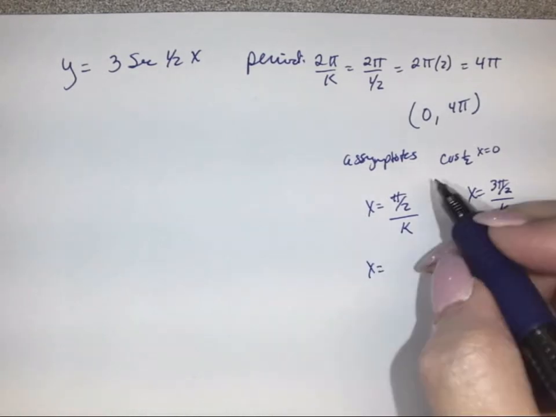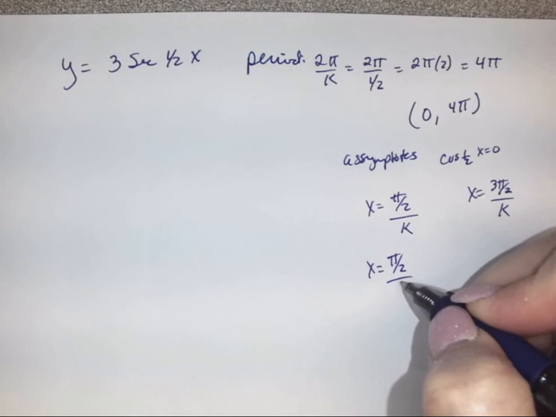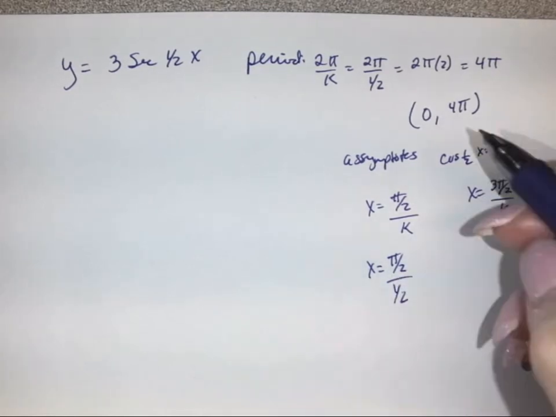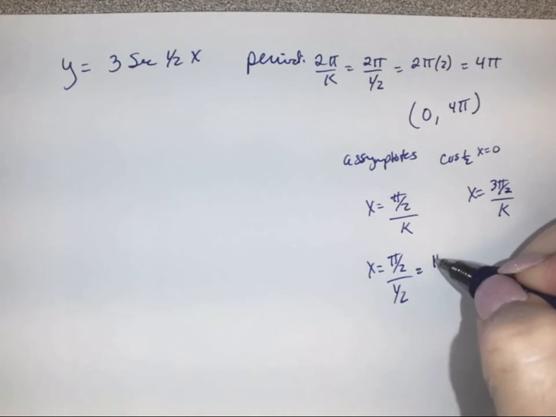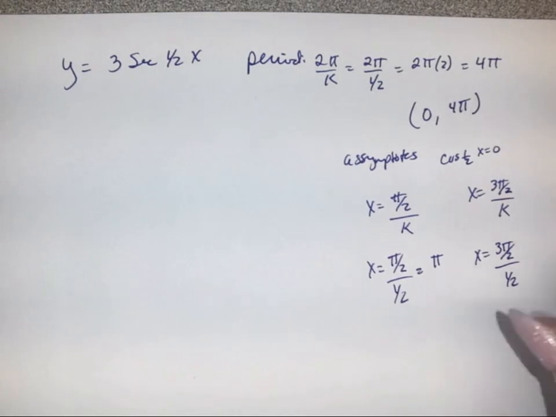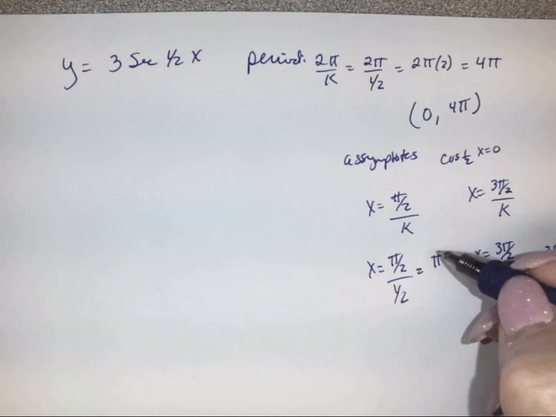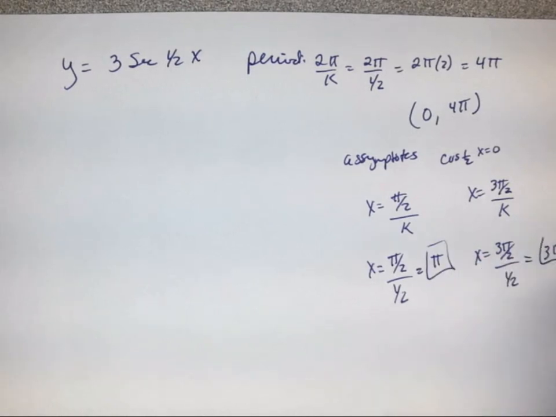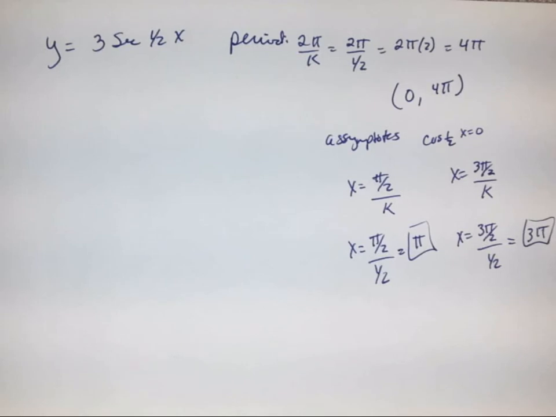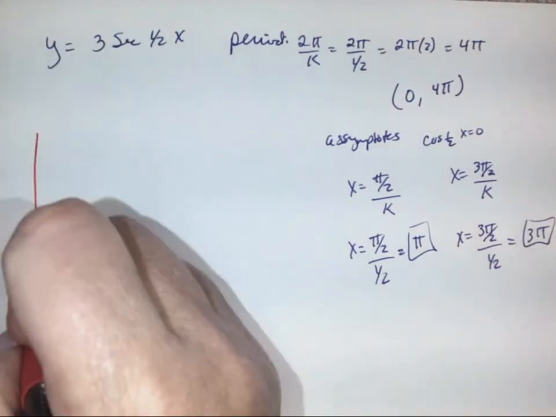So here we'll have pi over 2 divided by 1/2. Don't divide by fractions, multiply by the reciprocal, and we'll end up with pi. And x equals 3 pi over 2 divided by 1/2. Multiplying by the reciprocal, we will end up with 3 pi. So we're going to have an asymptote here and an asymptote at 3 pi. All right, so let's go draw our graph.